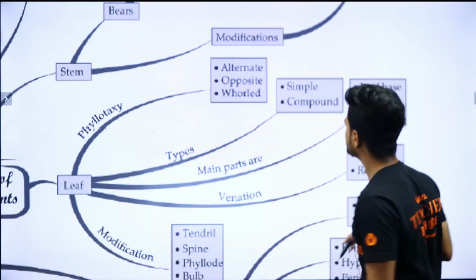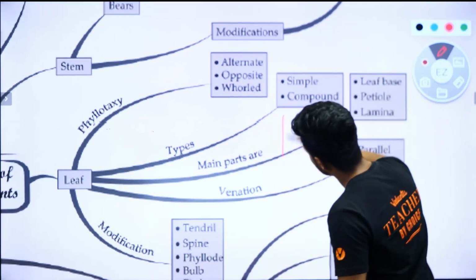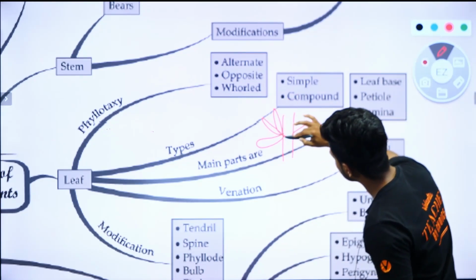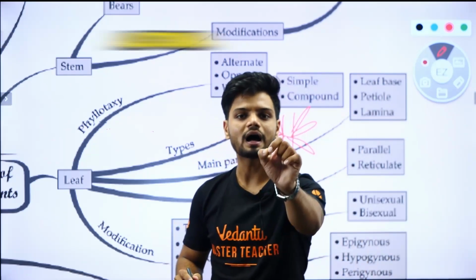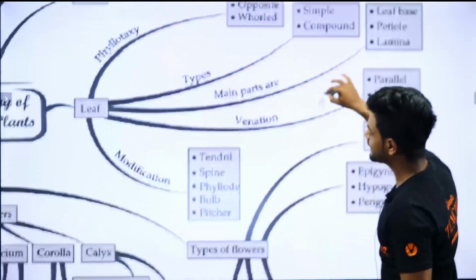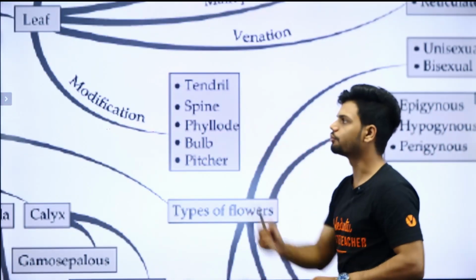The last one is going to be whorled type of phyllotaxy. In whorled phyllotaxy, what happens is that at a node, more than two leaves arise at each node, and it is called whorled phyllotaxy. Example again, Alstonia. Very important. Alstonia is very important. Now that is the end of leaf. Before we go to the flower, let me tell you about the modification.